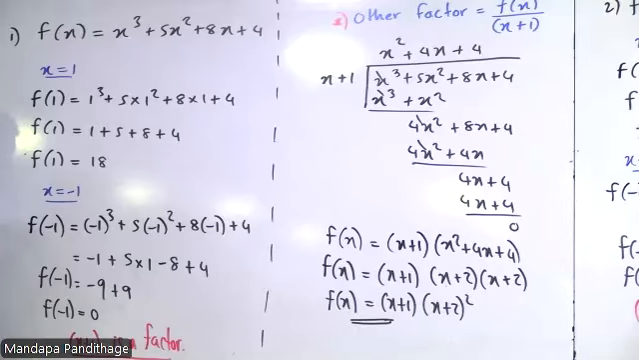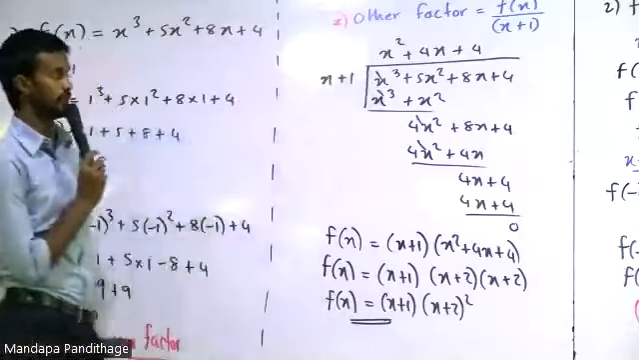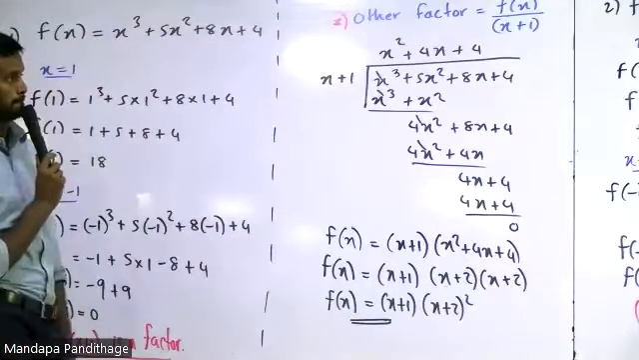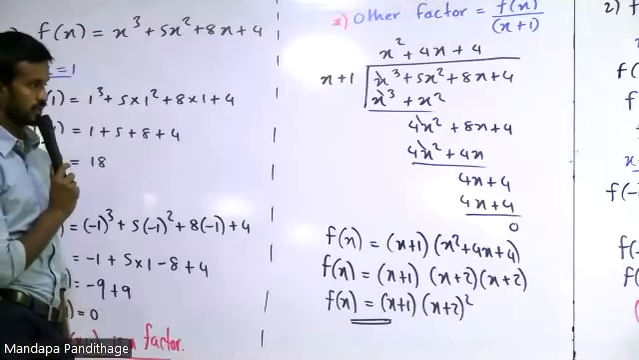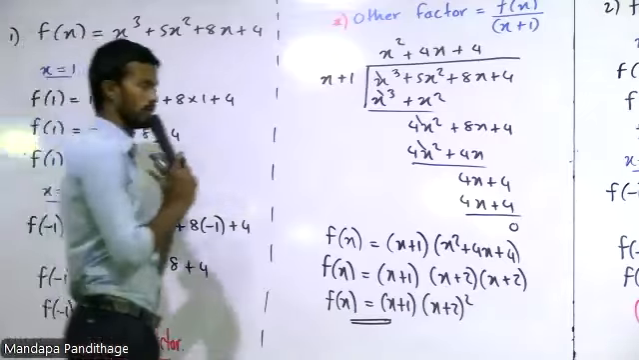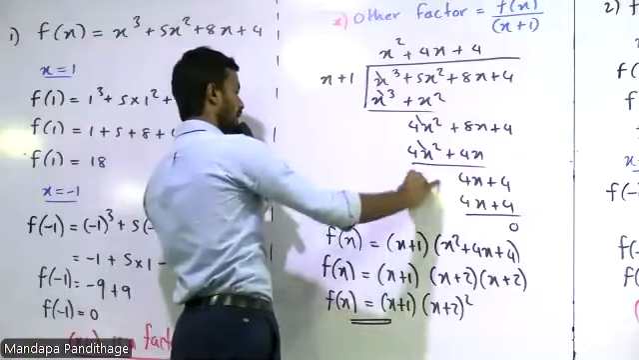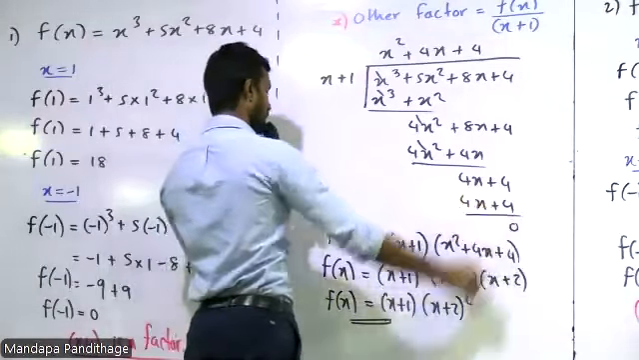Take the division and write the other factor. Other factor is equal to f(x) over x plus 1. Use the long division method. So even a newcomer now can do the long division. And you're supposed to get 0. And then here it's the other factor. This is the other factor: x squared plus 4x plus 4.